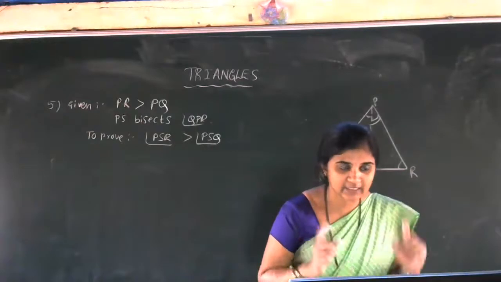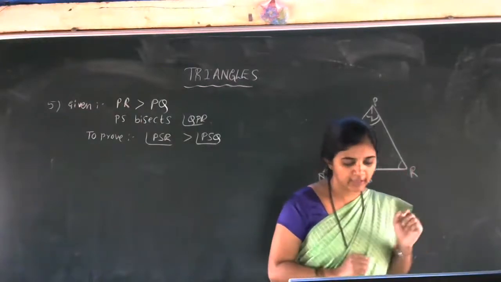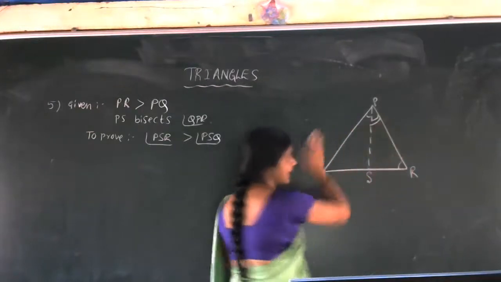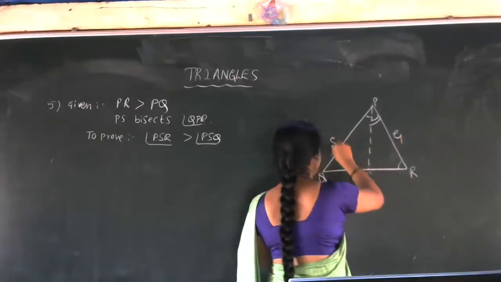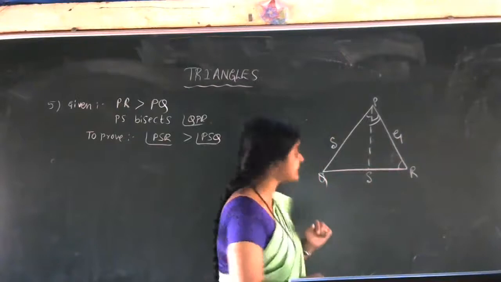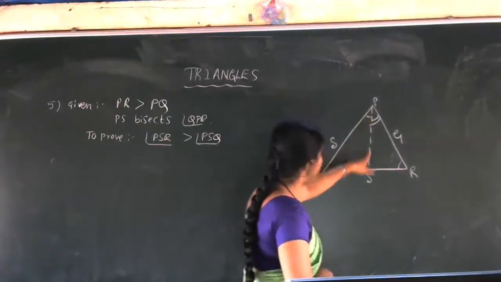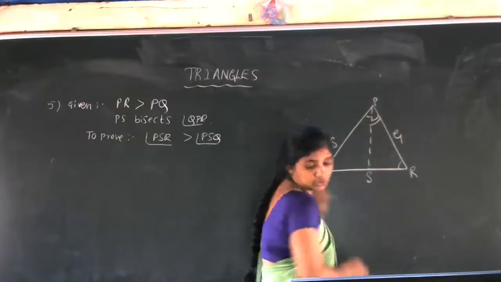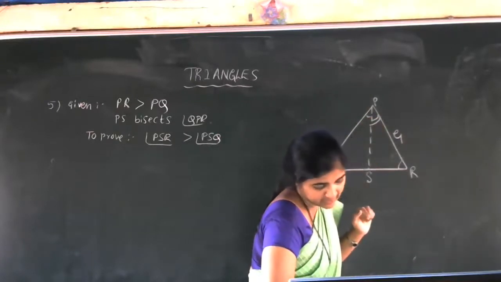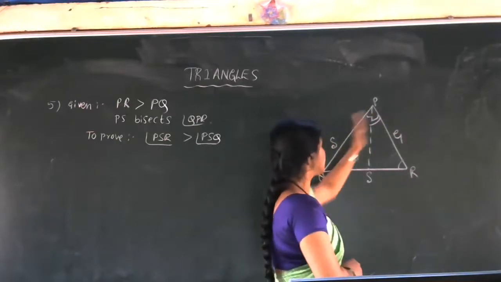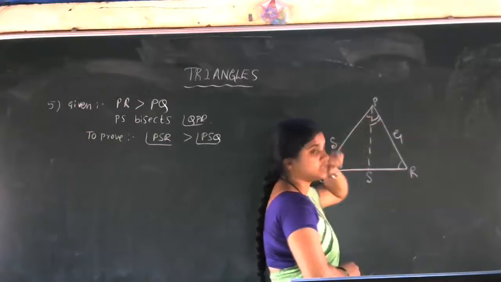So once again, we'll discuss the given data now. In the figure, PR is greater than PQ. This side, PR is greater than PQ. Next, PS bisects angle QPR. This PS bisects angle QPR, in the sense this angle is equal to this one.